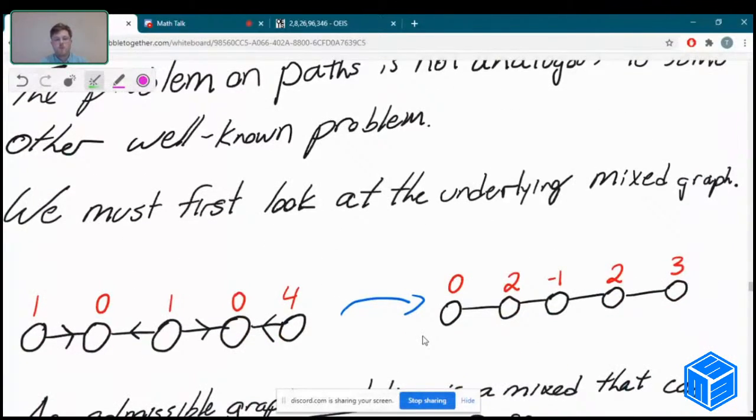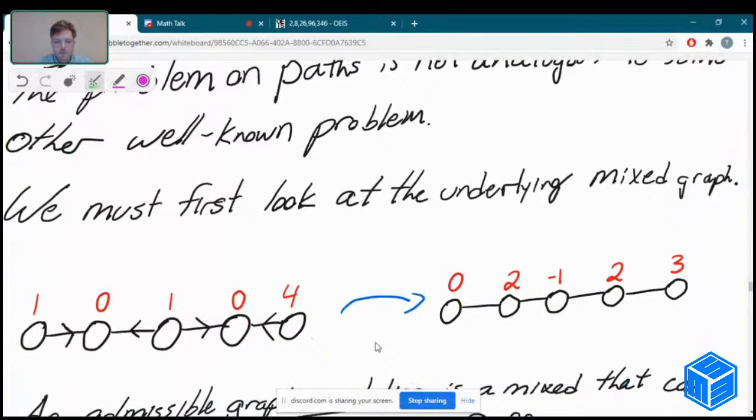So what became of use with paths is looking at the mixed graph that represents how the chips flow. So a mixed graph is a graph where the edges aren't just edges. Some of them may be directed to the right or directed to the left, and some of them might be what I call flat, which means undirected. So if we look at this first graph here, the chips flow along these directions. 1 goes to 0, 1 goes to 0, 1 goes to 0, and 4 goes to 0.